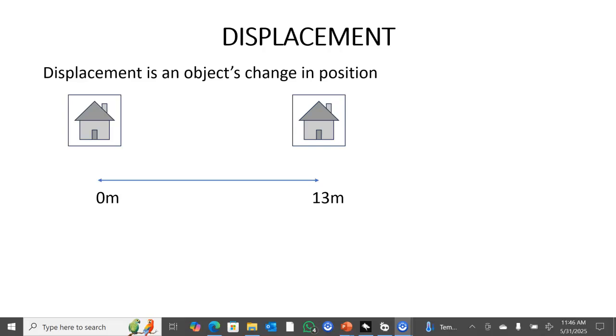Now, looking at this drawing here, this is a house. This is house A, and this is house B. A boy comes out of house A. Starting point is 0 meters, then goes to house B. The end point is 20 meters. So the displacement is the distance.